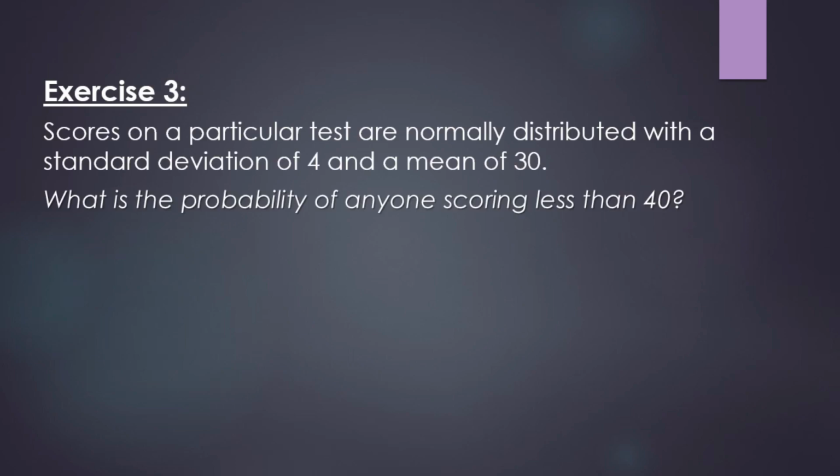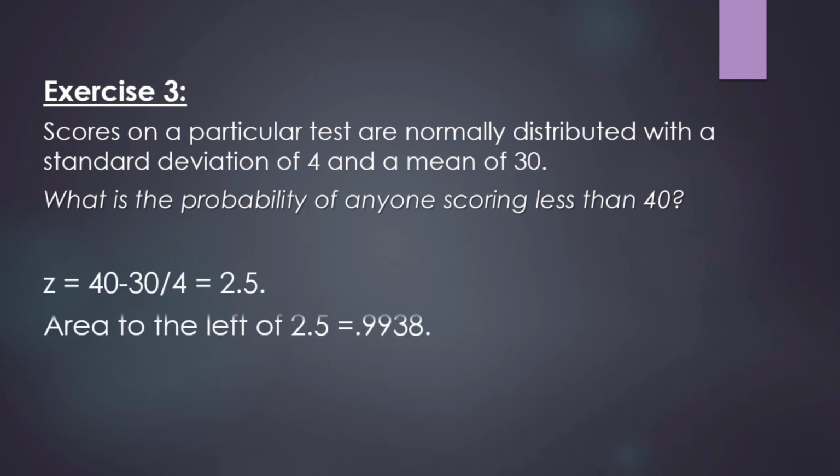The next example: scores on a particular test are normally distributed with a standard deviation of 4 and a mean of 30. What is the probability of anyone scoring less than 40? Here again we apply the formula for Z. Here 40 is the value, the mean is 30, and the standard deviation given is 4. When we calculate, we get 2.5 standard deviations.